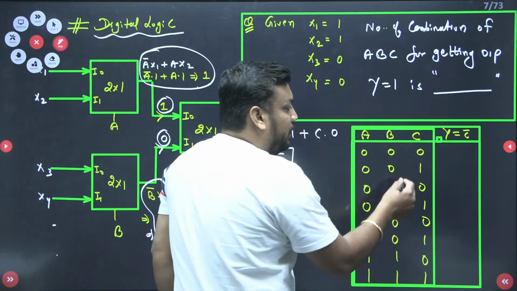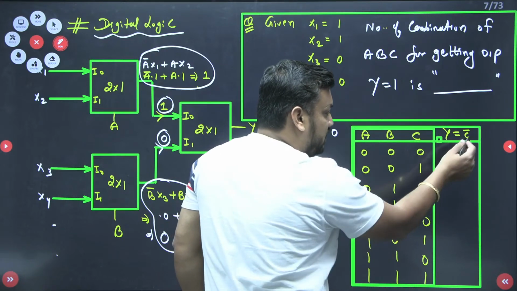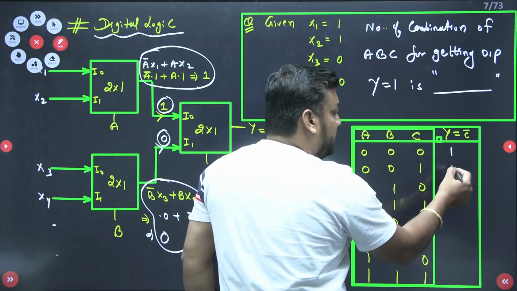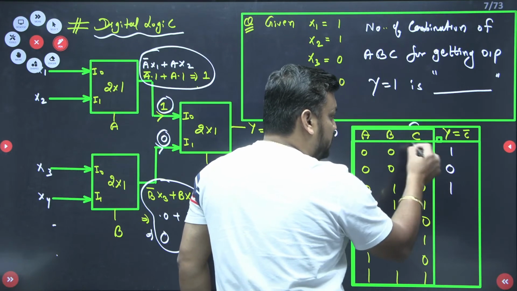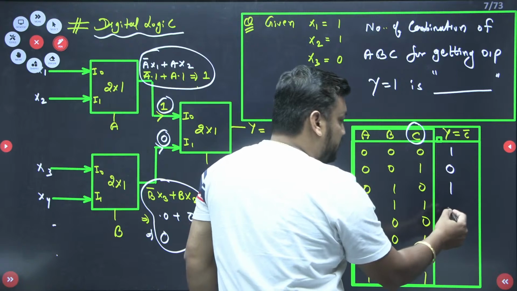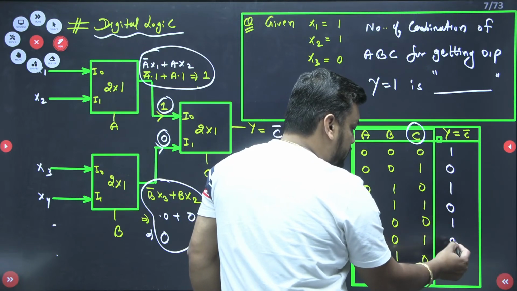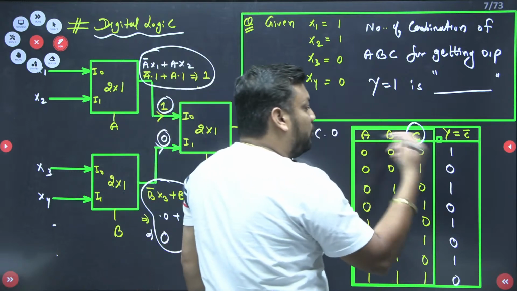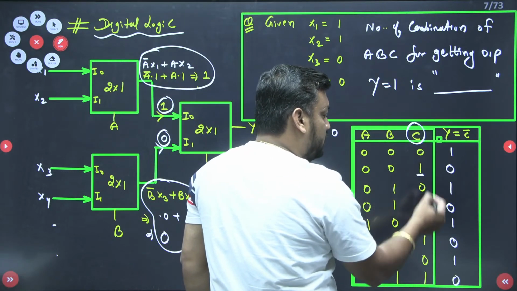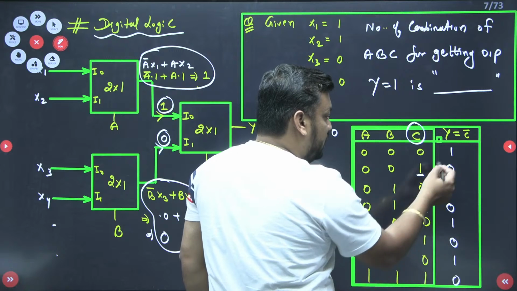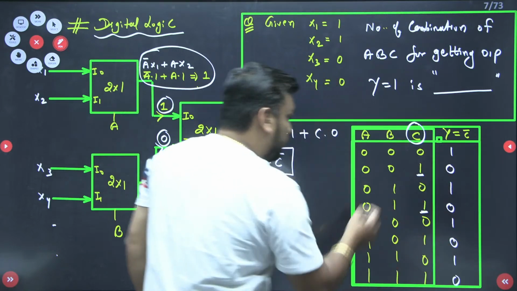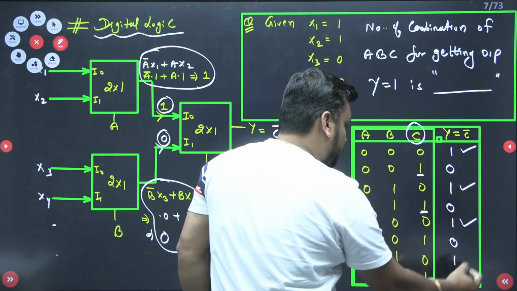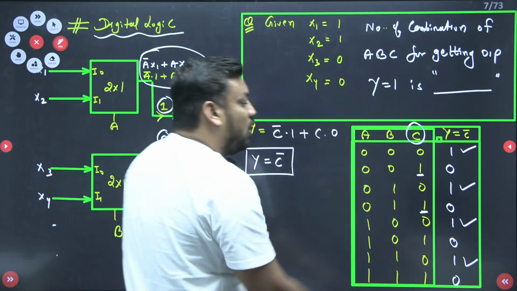So c bar means wherever c is 1, the output is 0, and wherever c is 0, the output is 1. So here is 1, here is 0, here is 1. Just focus on c only, because the output depends only on c. Here is 0, here is 1, here is 0, here is 1, here is 0. If you want to write the rows where the output is 1, correspondingly these inputs, 0, then 2, then 4 and then 6. So how many combinations do we have?